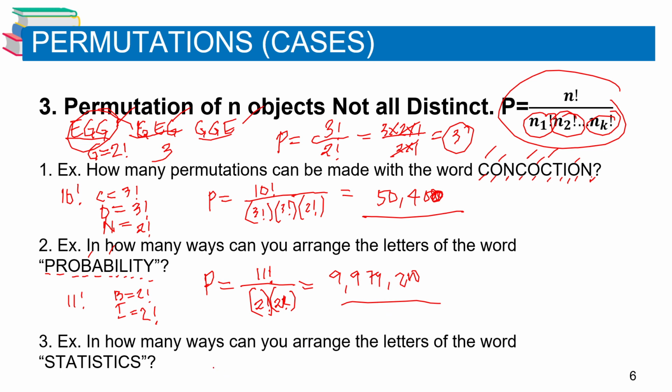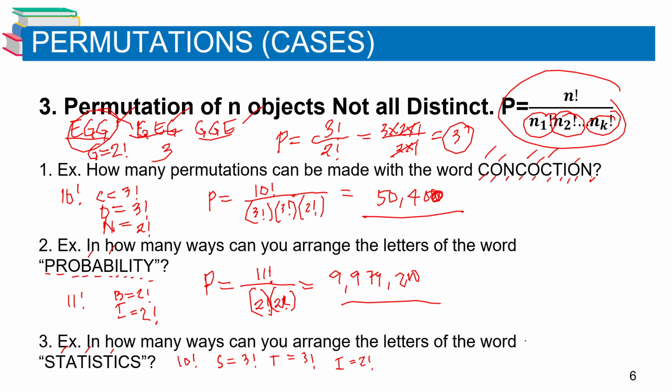Next is statistics. We can arrange the letters in the word statistics: 1, 2, 3, 4, 5, 6, 7, 8, 9, 10, so there are 10 factorial here. But the repeated letters are the following. The letter S: 1, 2, 3, so we have 3 factorial. For T, we also have 3 factorial: 1, 2, and 3. For I, there are 2 letters, so I is 2 factorial.